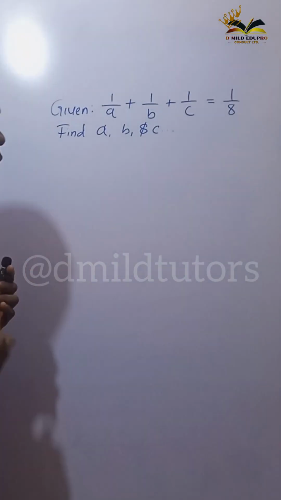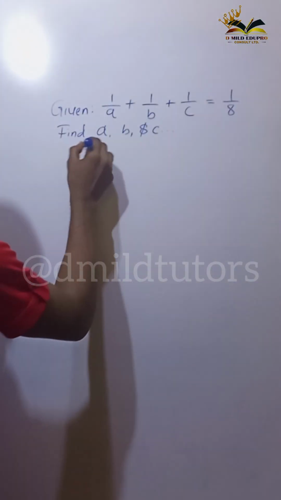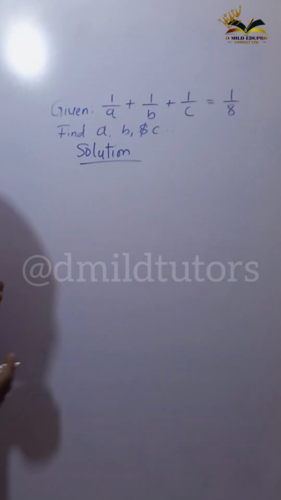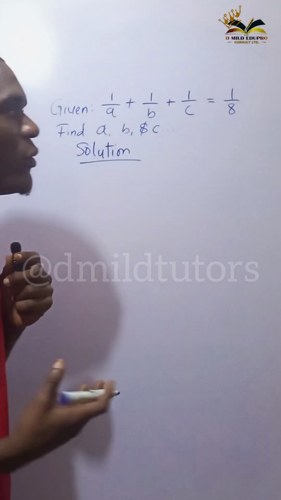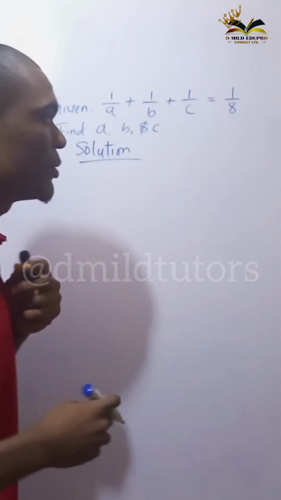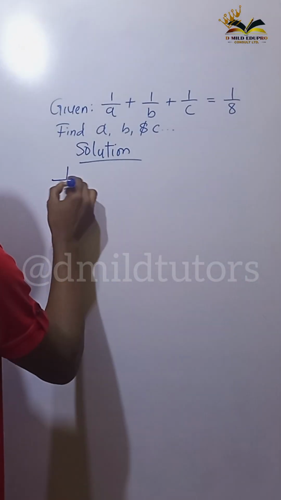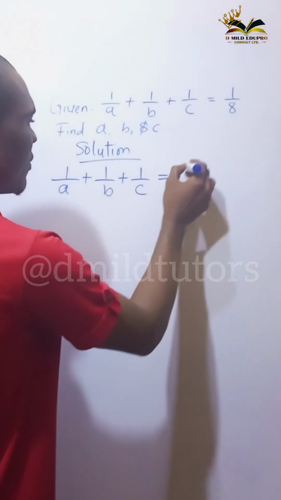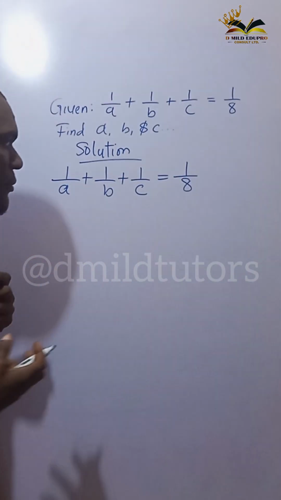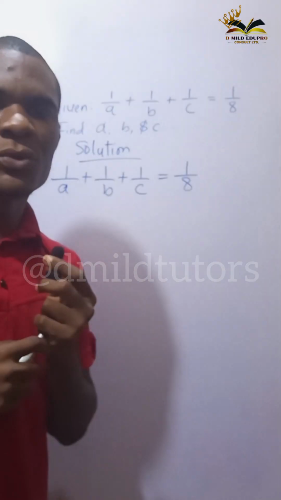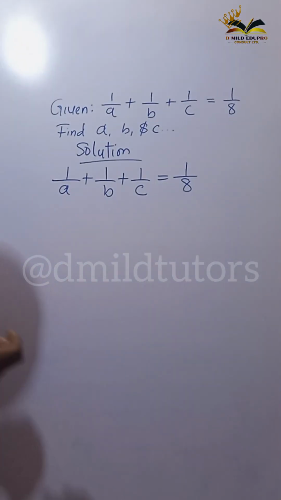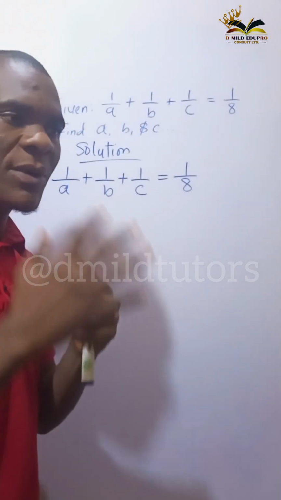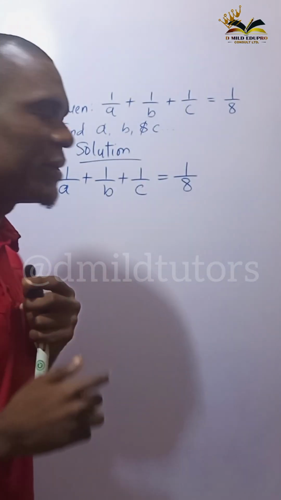Now, the first thing we need to do here, definitely we don't have any problem with the left-hand side of this equation, because there is nothing there to simplify. So where we have a problem is the right-hand side. That is where we can simplify. So we have the equation as 1 over A plus 1 over B plus 1 over C equals 1 over 8. Now, the first thing you need to do, because this is a fraction, is to turn that fraction into a decimal, and then we can break the decimal into pieces.